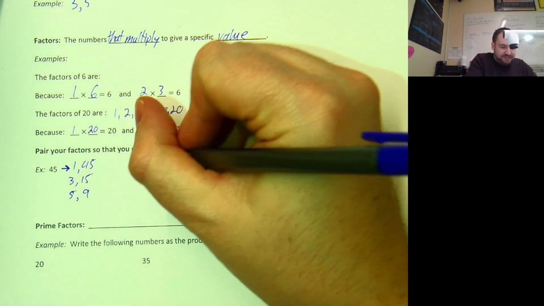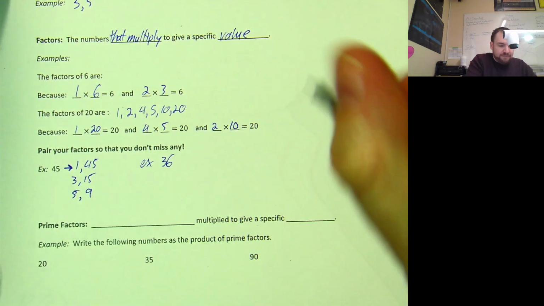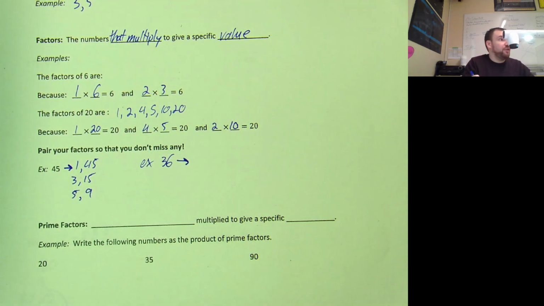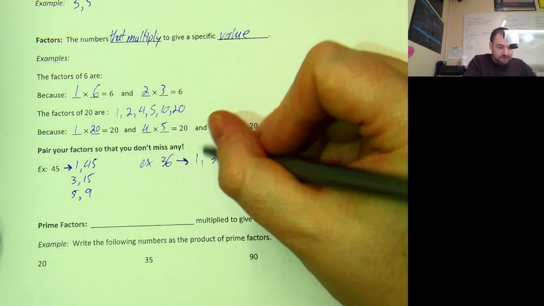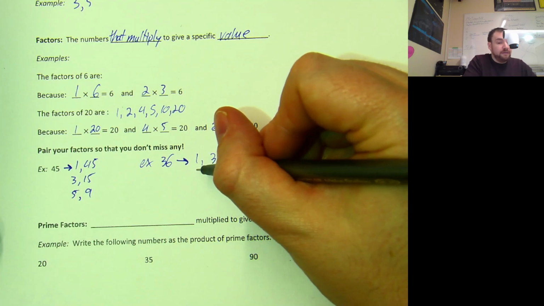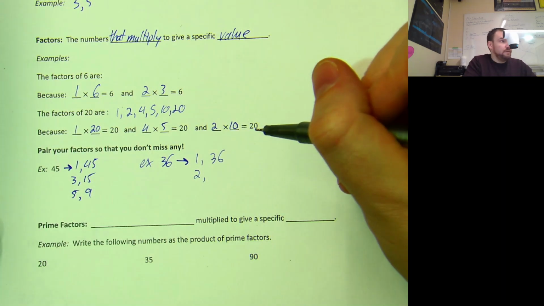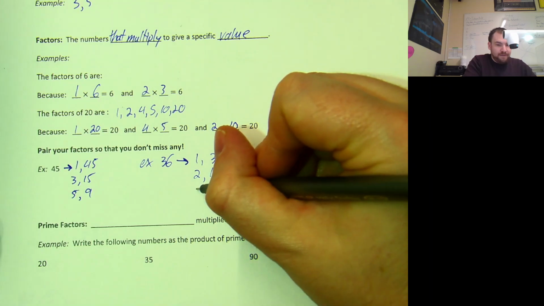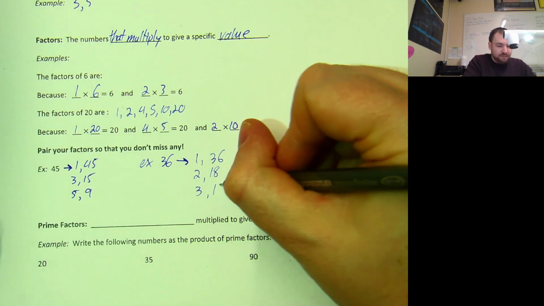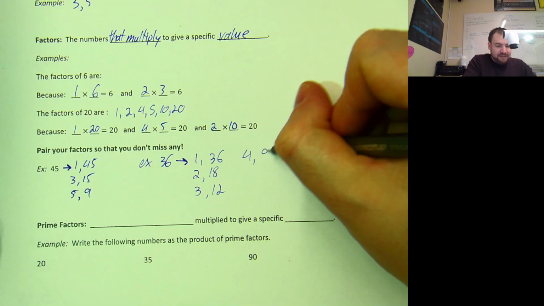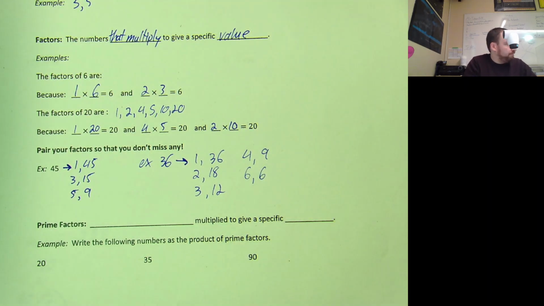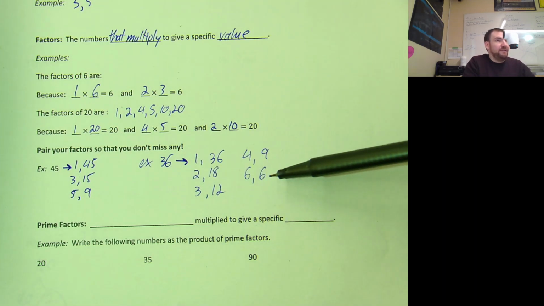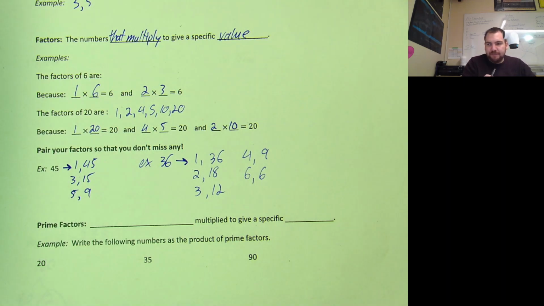Or something like 36, which could be a little more difficult because there are more. What are the factors of 36? 1 and 36. 2 and 18. 3 and 12. 4 and 9. Is there anything between 4 and 9 that multiplies into 36? 6 and itself. Cool. If the number we have is a perfect square, once we find that middle number, then we're set. There's nothing else to do.